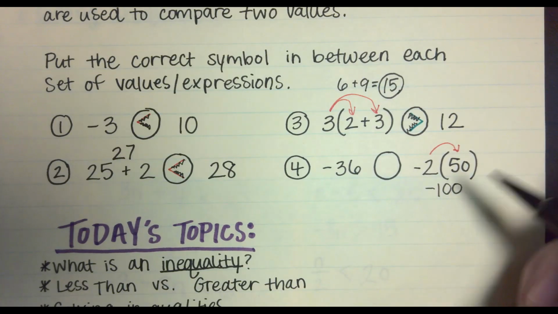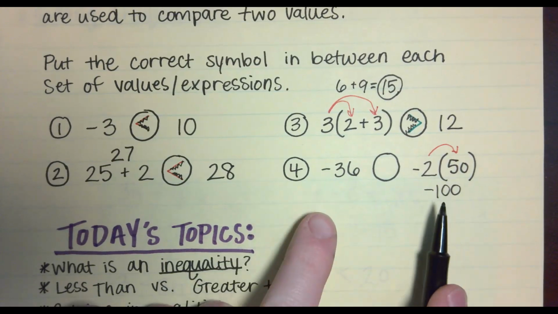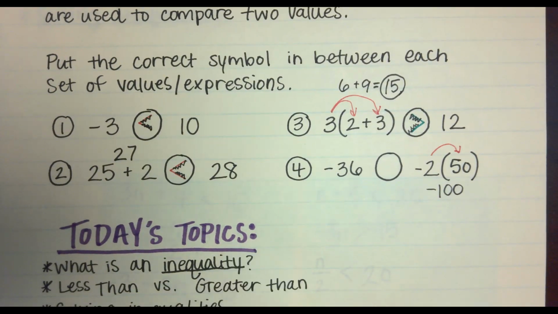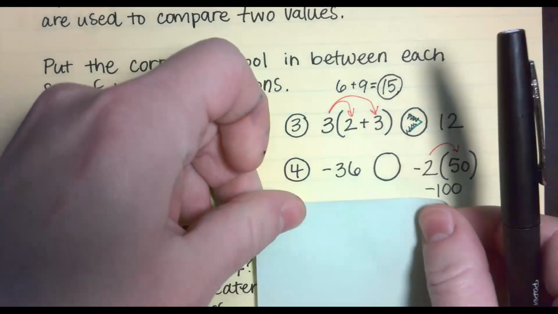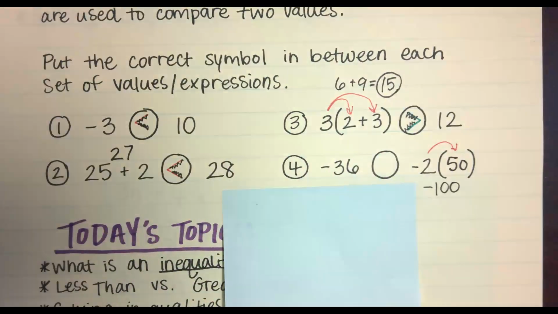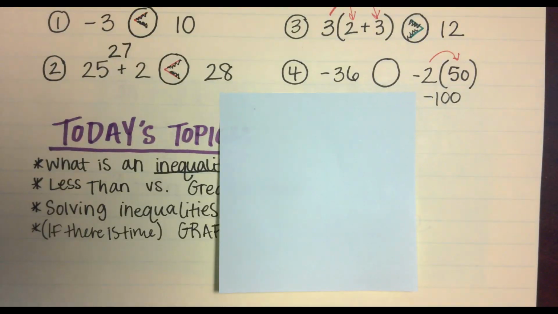100. Good. Now, here's where it gets a little tricky because we're comparing 2 negative numbers. I want you guys to remember that when we are comparing negative numbers, I'm going to draw a little number line so that we can remember how negatives behave.